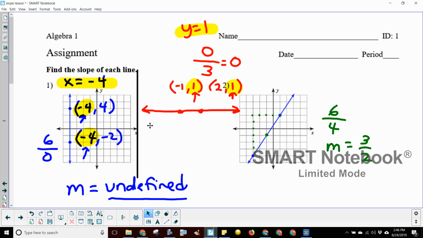We talked about the vertical line test. If you drag a vertical line across a line, you should only be able to touch one point at a time. Well, this obviously violates that. So that should tell you there's no way for us to have a slope at all. So it's an undefined slope. It's not even a function, so it can't have a slope.